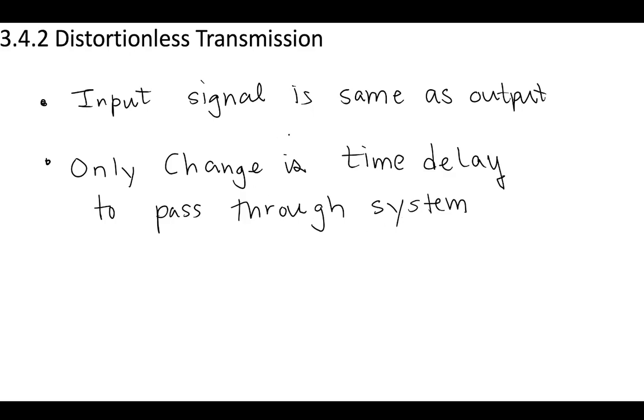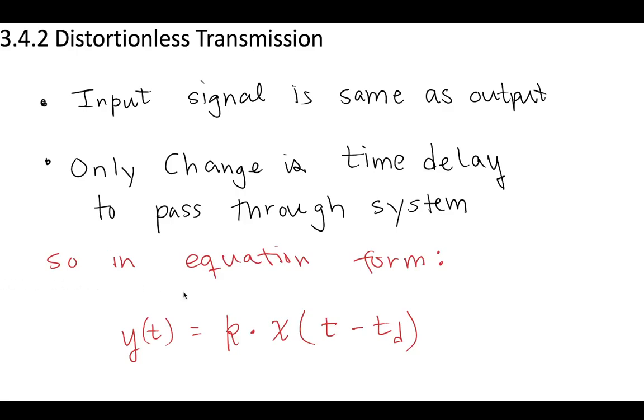So if we were to do this, we would say that we want the input signal to be the same as the output. We would say that the only change that would be allowed would be some kind of time delay. So we have the same signal, just delayed in time. And I'll add in one more note that the amplitude may change, but only if the components across all frequencies are changed by the same amount. And that would give us a distortionless transmission system.